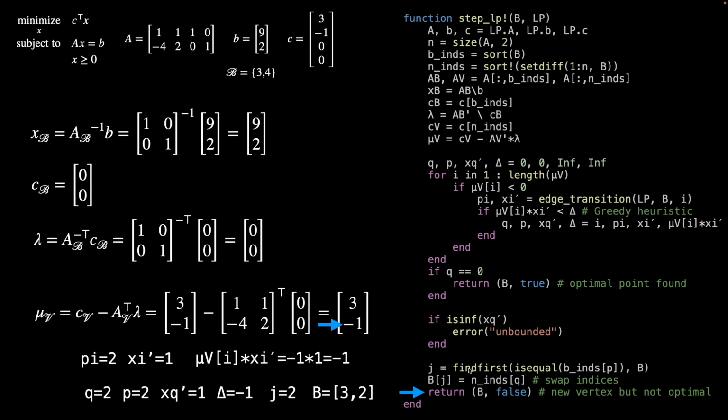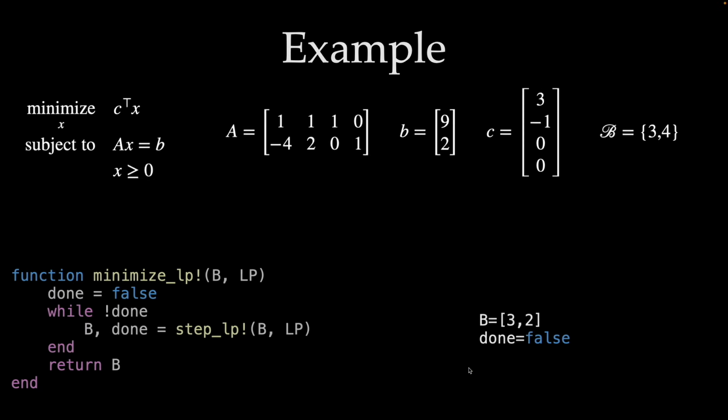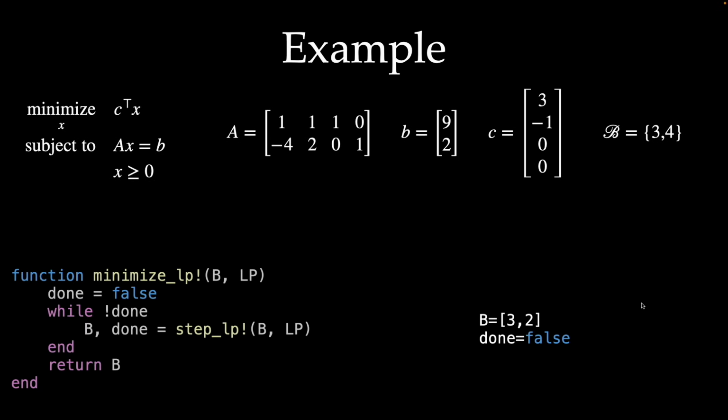Okay, so we're going to return back to the minimize LP function, and what we returned was 3, 2 and done equal to false. Okay, so that was one iteration of this step LP function. We would then now repeat this in this while loop since we haven't reached done equal to true yet. We're not actually going to do that here, but you're welcome to try it out on your own.